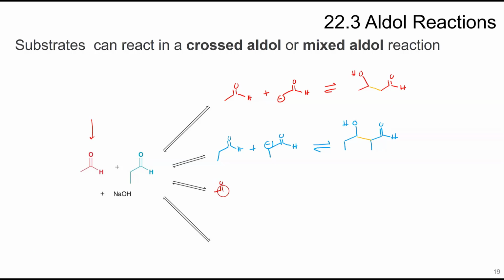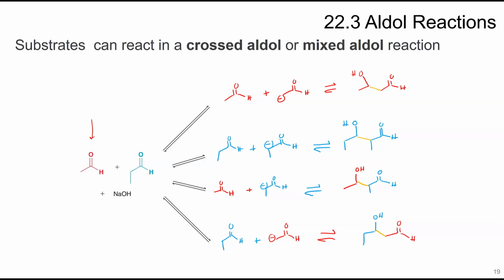You could have acetaldehyde, this as the enolate. So the enolate is going to form a new bond there, which will attack the aldehyde. Or you have this one acting as the electrophile. This is the enolate. New bond. So this is a very large mess. Just from these two different aldehydes in one reaction mixture, you're going to get 4 different products.